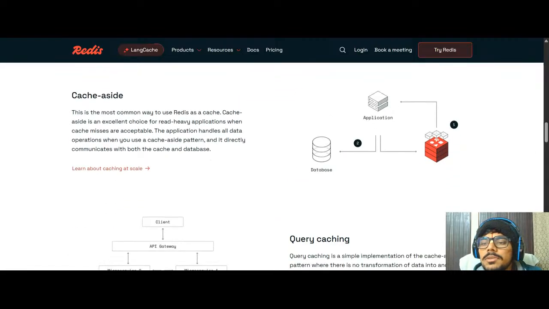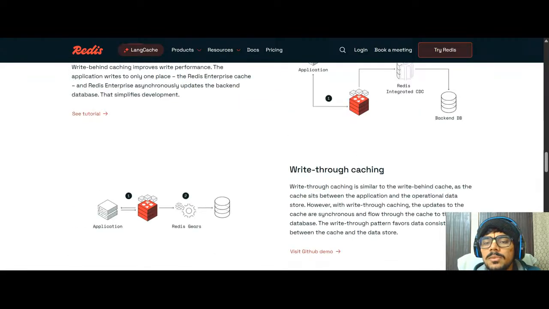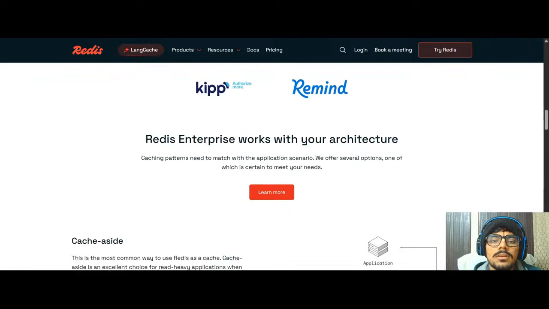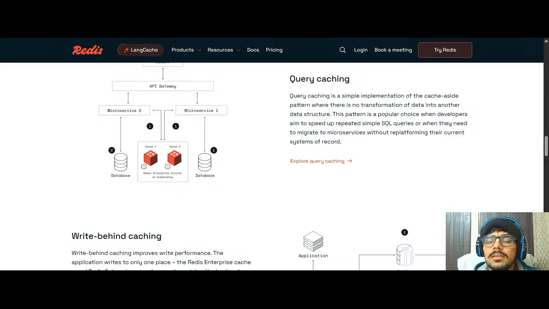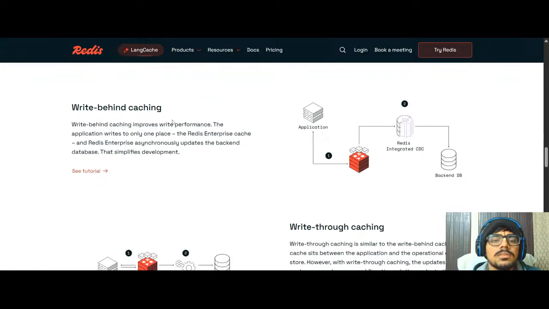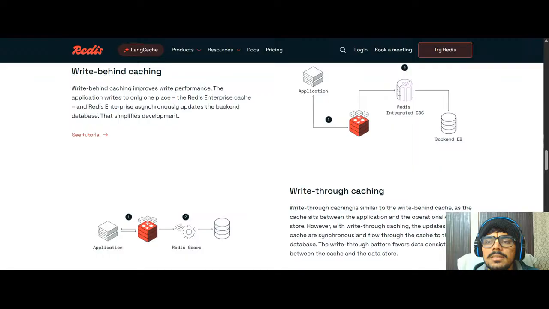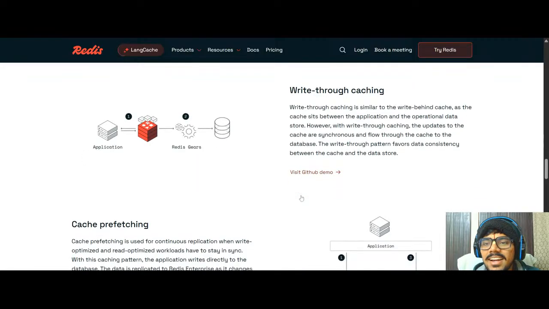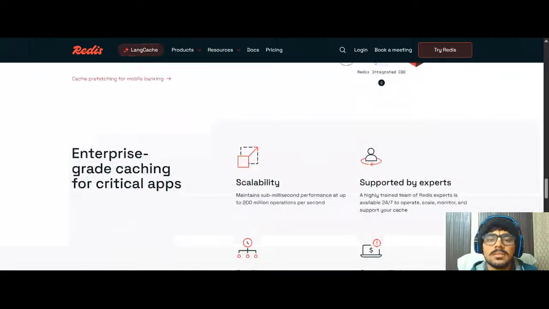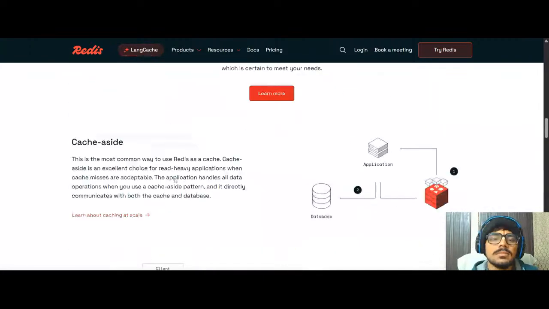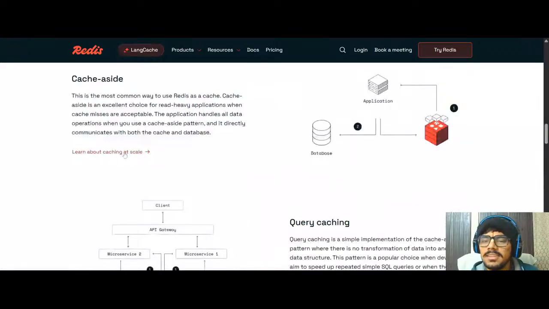Right, we have different kinds of caching that are being promoted by the software. Query caching, while following a querying kind of data structure. Right behind caching is integrated CDC. Right through caching and cache through fetching. Let's start with cache aside, I guess. We'll walk through the whole docs so that it might appear to be a better option for us as well.